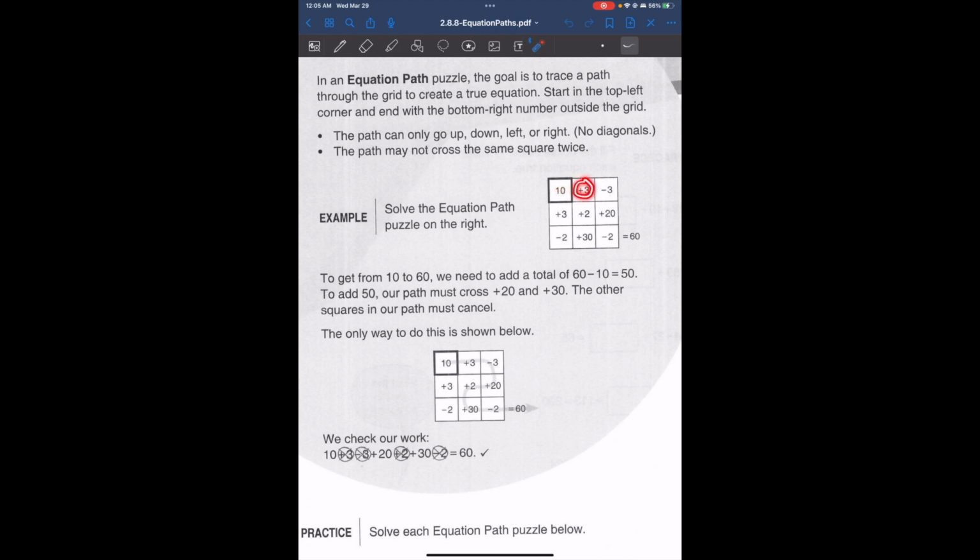We know that plus 3 and negative 3 cancel each other out, so we'll try going this way. Then if we go down, we pass 20. Then we go to the side, so we have 2. Then we add 30, and here we have a negative 2. So the previous 2 and this negative 2 cancel each other out. If we take this path, 3 and negative 3 cancel each other out, and 2 and negative 2 cancel each other out. So we basically have 20 and 30 left only. So we have 10 plus 20 plus 30 equals 60, and this would be our path.